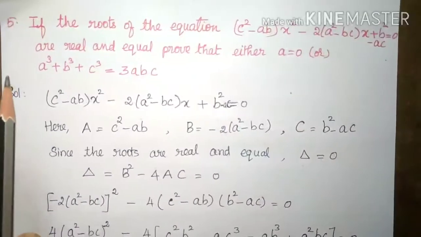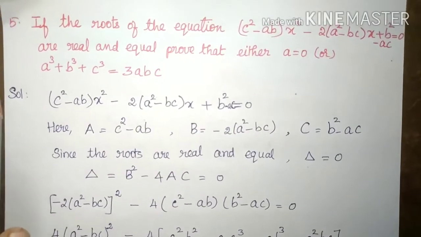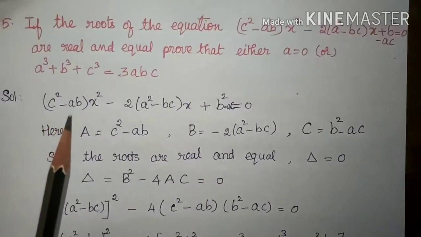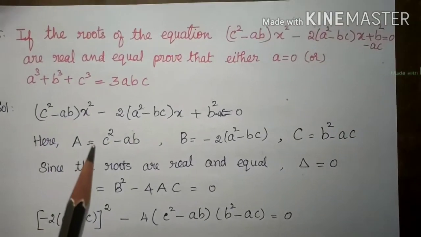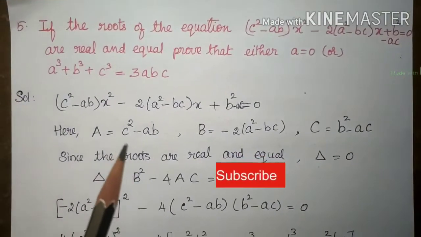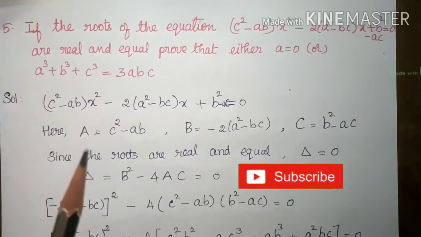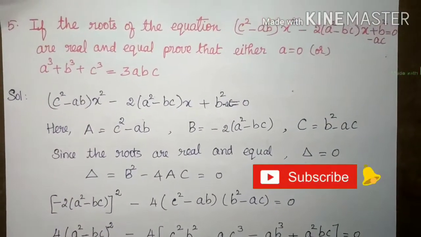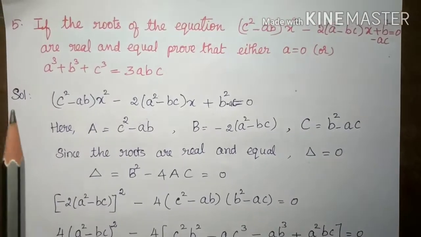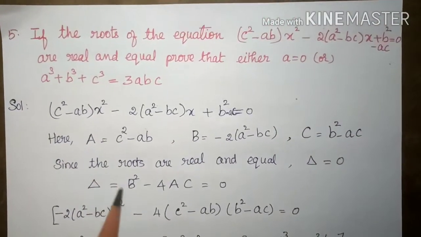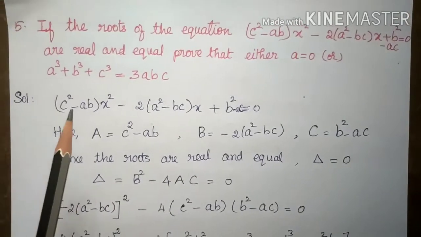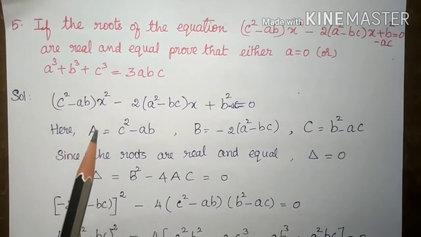We are going to see the fifth question. If the roots of the equation (c squared minus ab) x squared minus 2 (a squared minus bc) x plus (b squared minus ac) equal to 0 are real and equal, prove that either a equal to 0 or a cube plus b cube plus c cube equal to 3abc.